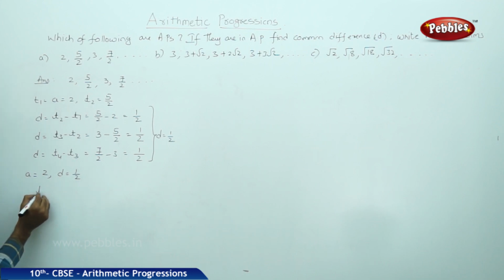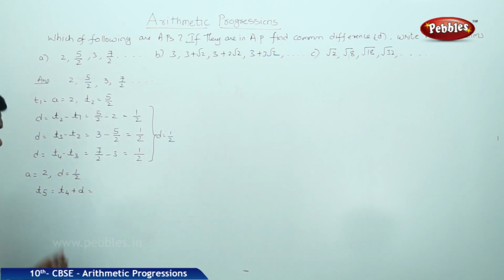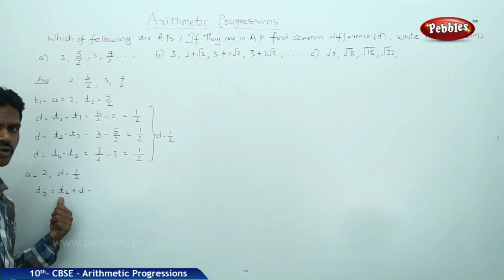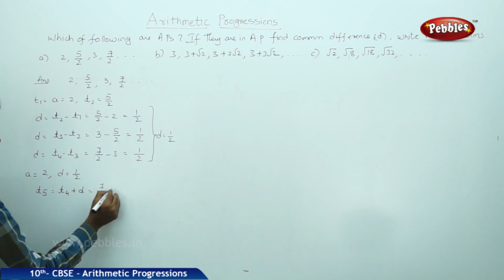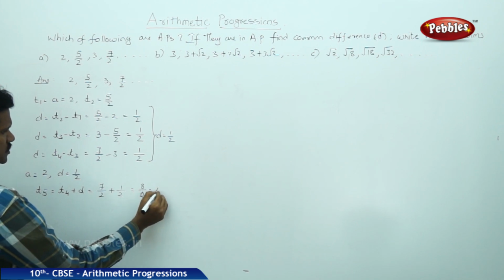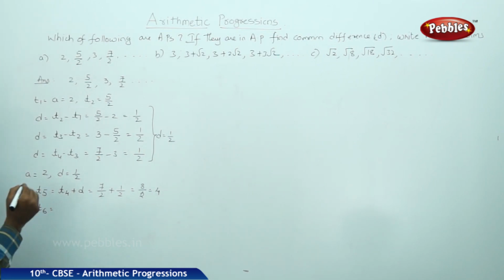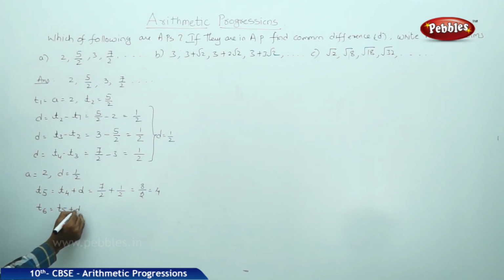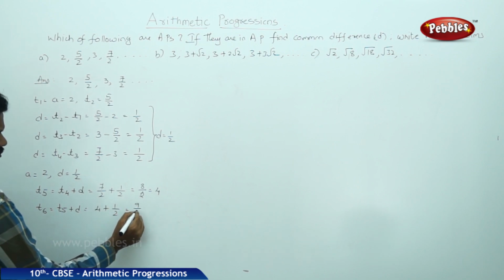Four terms are given. So T5 is equal to the formula T4 plus D. This is the formula you have to use when you know your preceding term. Here I know my preceding term: 7 by 2 plus 1 by 2. Denominators are same, that is 8 by 2, which is nothing but 4. Now T6 is equal to T5 plus D. T5 is 4 plus common difference 1 by 2. That is 2 fours are 8 plus 1, 9 by 2.